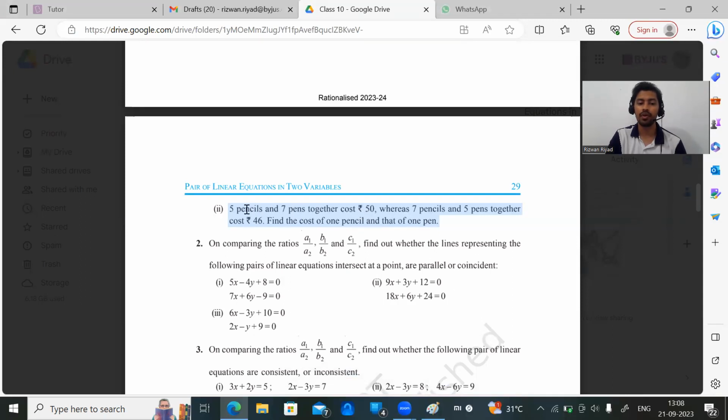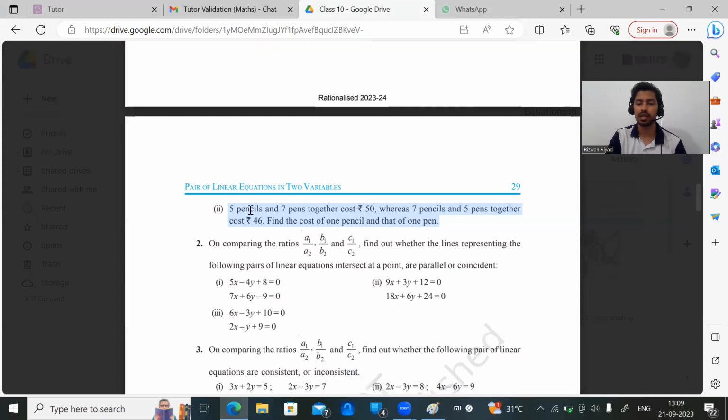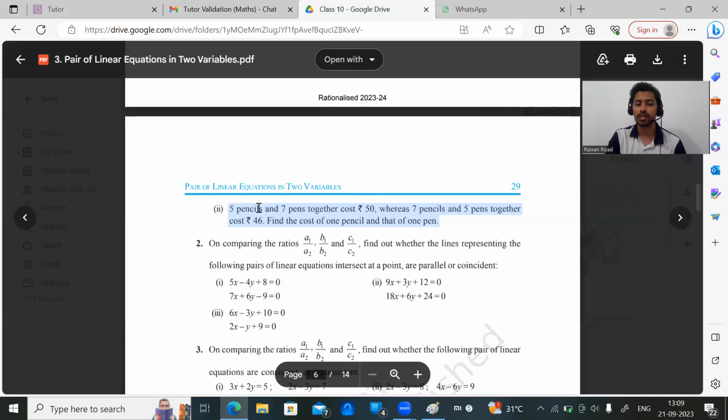Okay, if we have taken x as the cost of one pencil, what is the cost of 5 pencils? That is 5x. Similarly, we have taken y as the cost of one pen. If y is the cost of one pen, then what is the cost of 7 pens? 7y. Then if you combine both of them, you will get 50. That means 5x plus 7y equal to 50. That is the first equation.